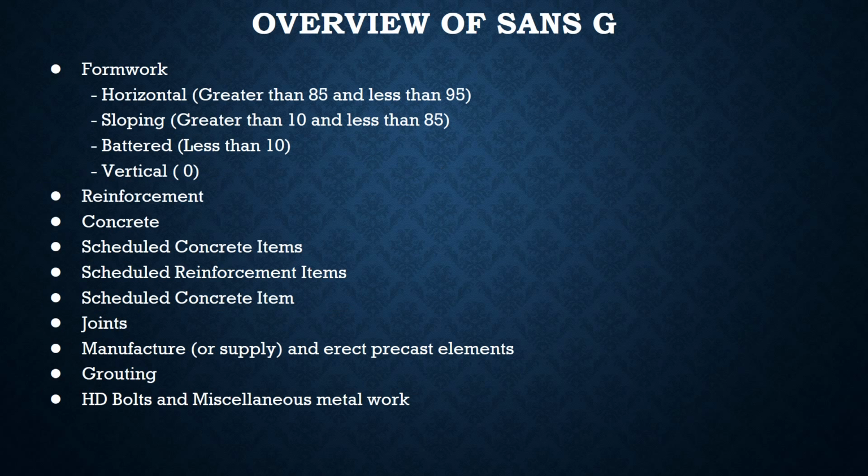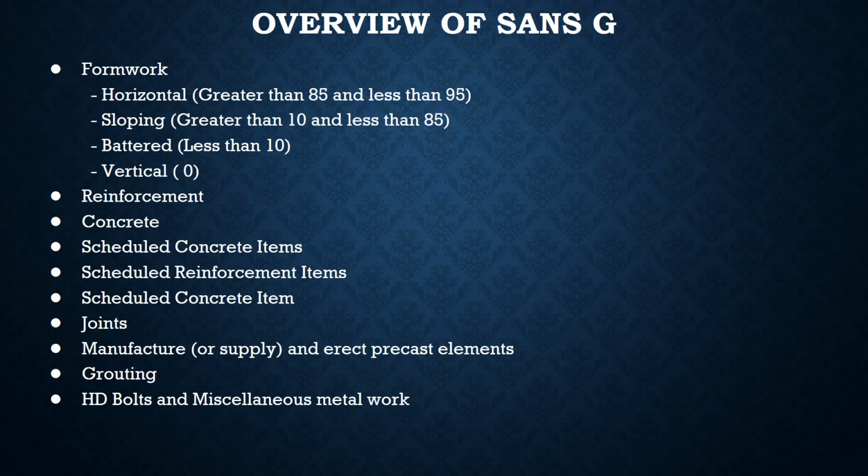This is an overview of SANS 1200G. The first item, which is clause 8.1.1, is formwork. The general principles of measurement of SANS 1200G are discussed here. Formwork is measured in meters squared. Formwork is measured as separate items for horizontal, sloping, battered, and vertical types, and for the class of finish as well. The class of finish for the formwork could be rough, smooth, or special.